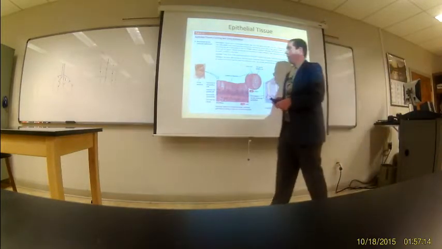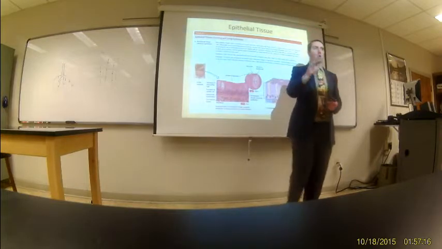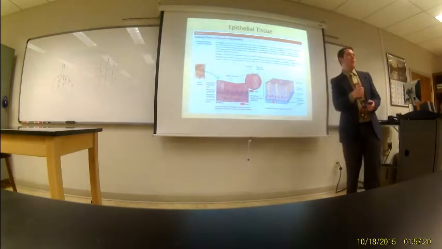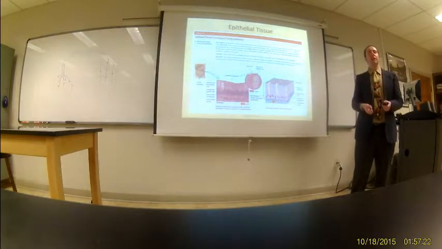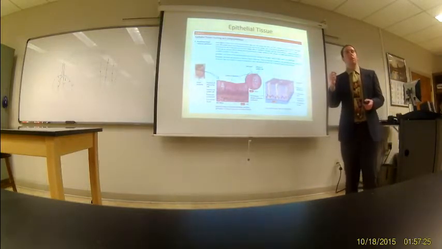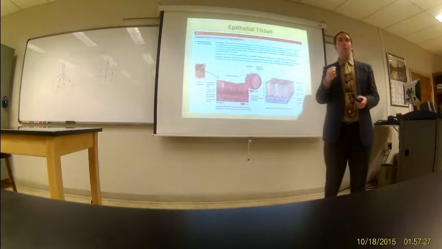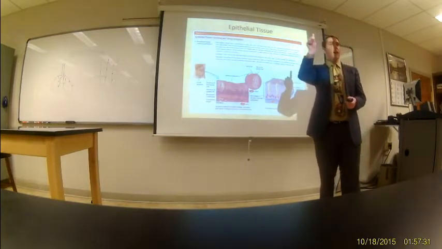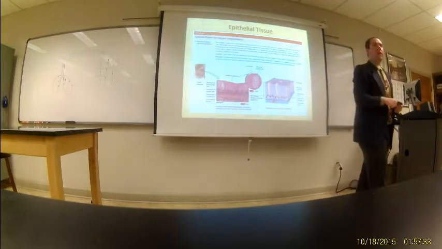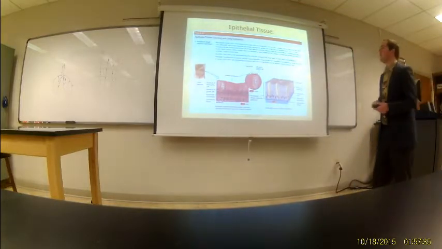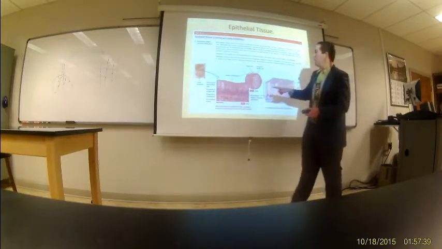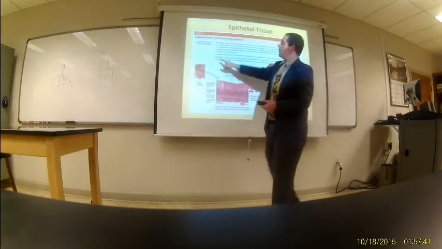So simple columnar comes in two subtypes. There are ciliated simple columnar and non-ciliated columnar. Do you remember what cilia were? Hair-like. The little hair-like things that I said help to create currents to move things. And so simple columnar epithelia can have them, or they cannot.